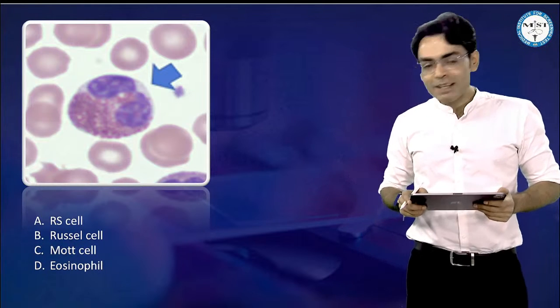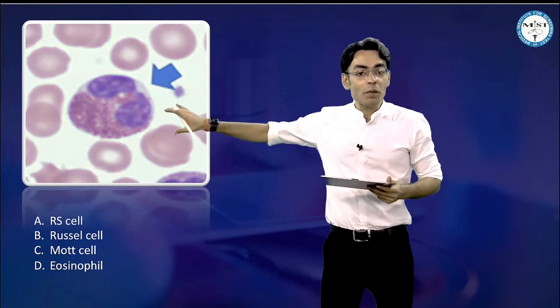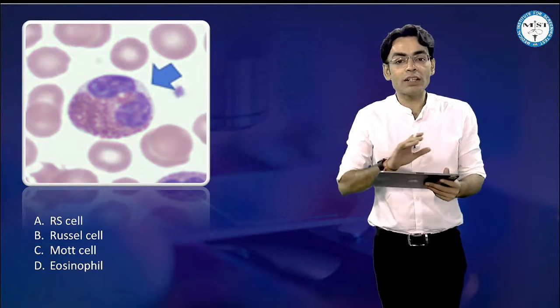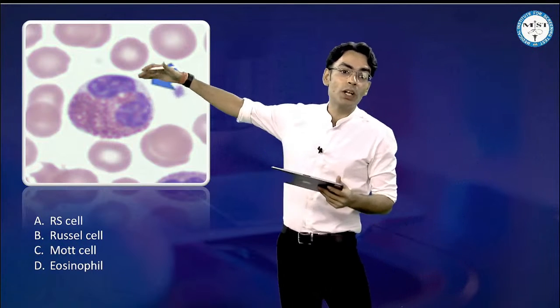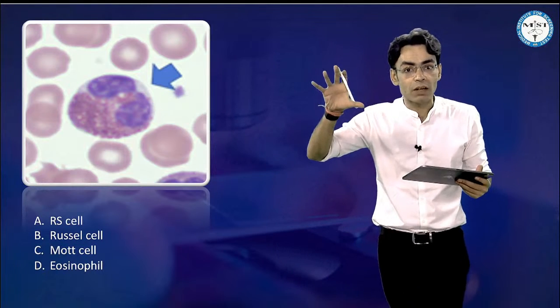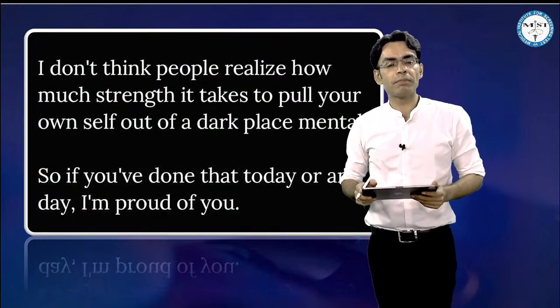So yeah, absolutely, these are your eosinophils. This is a normal WBC, your eosinophil. This is not an RS cell. Do not confuse it because it has got two nuclear lobes. तो आपको कभी लगे ये RS cell है, आंवला appearance होता है बेटा, and it's a big cell, very big cell. This is not Russell. This is not Mott. This is your eosinophil.